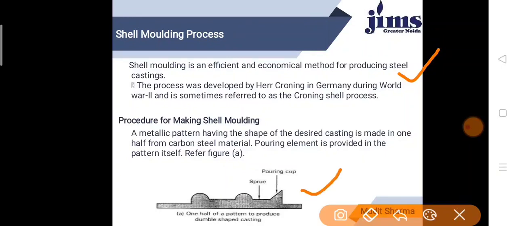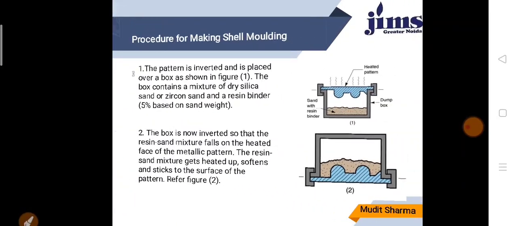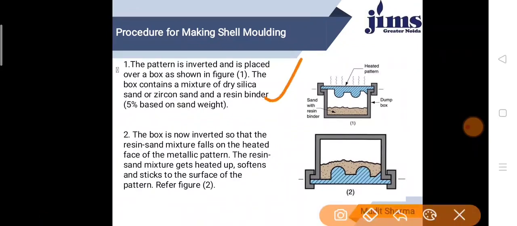This is a schematic diagram which shows how shell molding is done. This is a metallic pattern having the desired shape, made in one half from carbon steel material, with a pouring element provided in the pattern itself, as shown in this figure. Now, the procedure for the shell molding process. There are five to six basic steps we use for making a shell mold. I will discuss them one by one. You can read them with the help of this PPT.